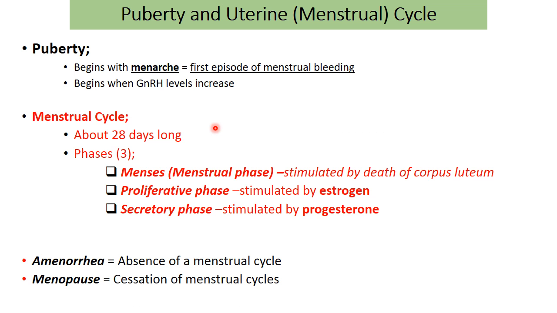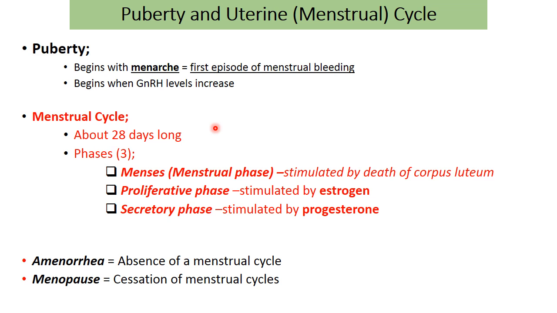As puberty nears in the female, gonadotropin releasing hormone is being released from the hypothalamus, which will cause a release of the follicle stimulating and luteinizing hormones from the pituitary. And this will continue for a while until there's an actual cycle that's established. And then there will be the first episode of menstrual bleeding, which is known as menarche, and this is the official start of puberty.